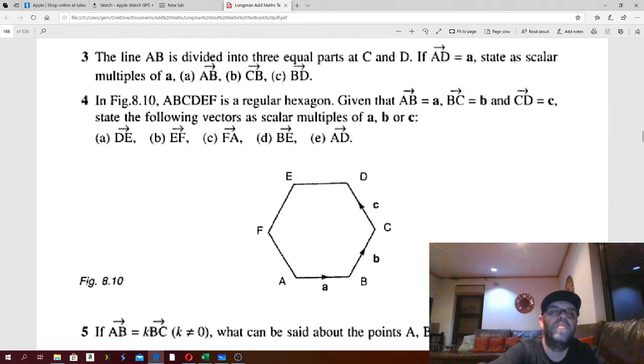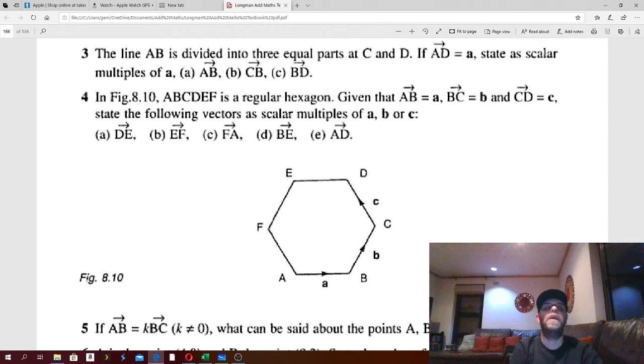Okay, I'm going to look at number 4. Number 4 says that we have a regular hexagon. Regular means that all the sides are the same length.